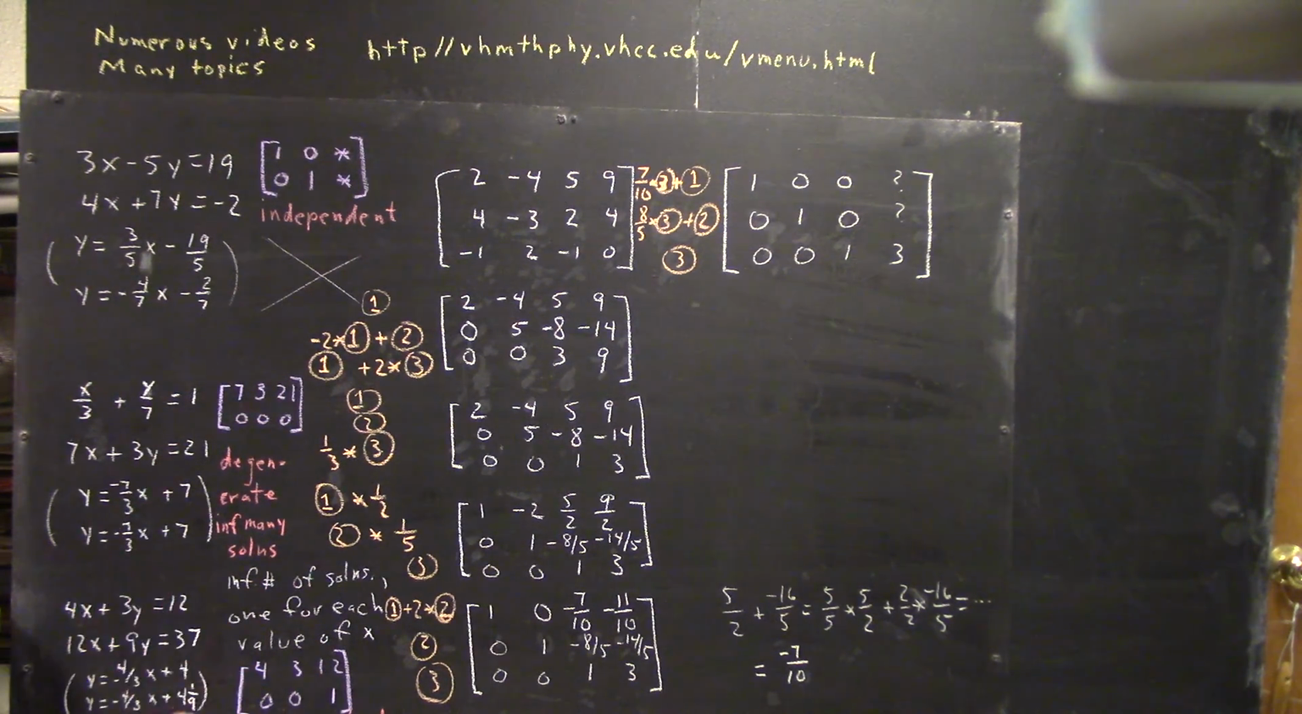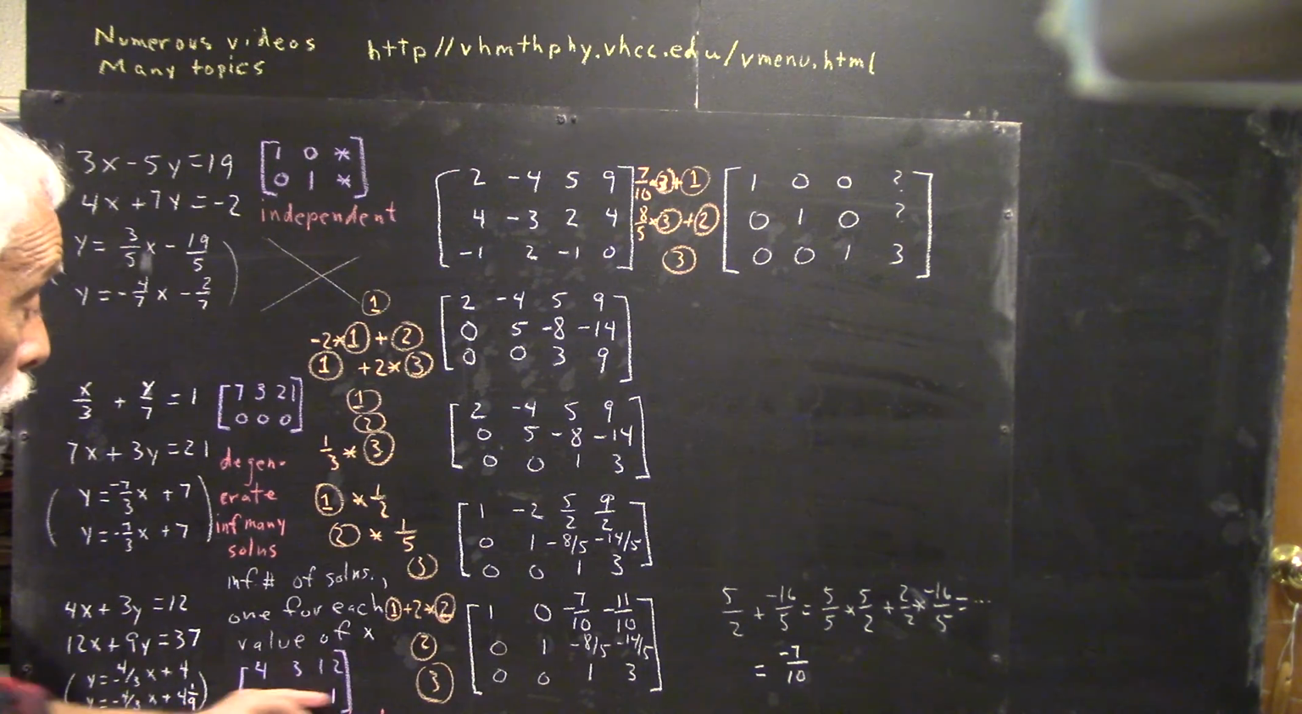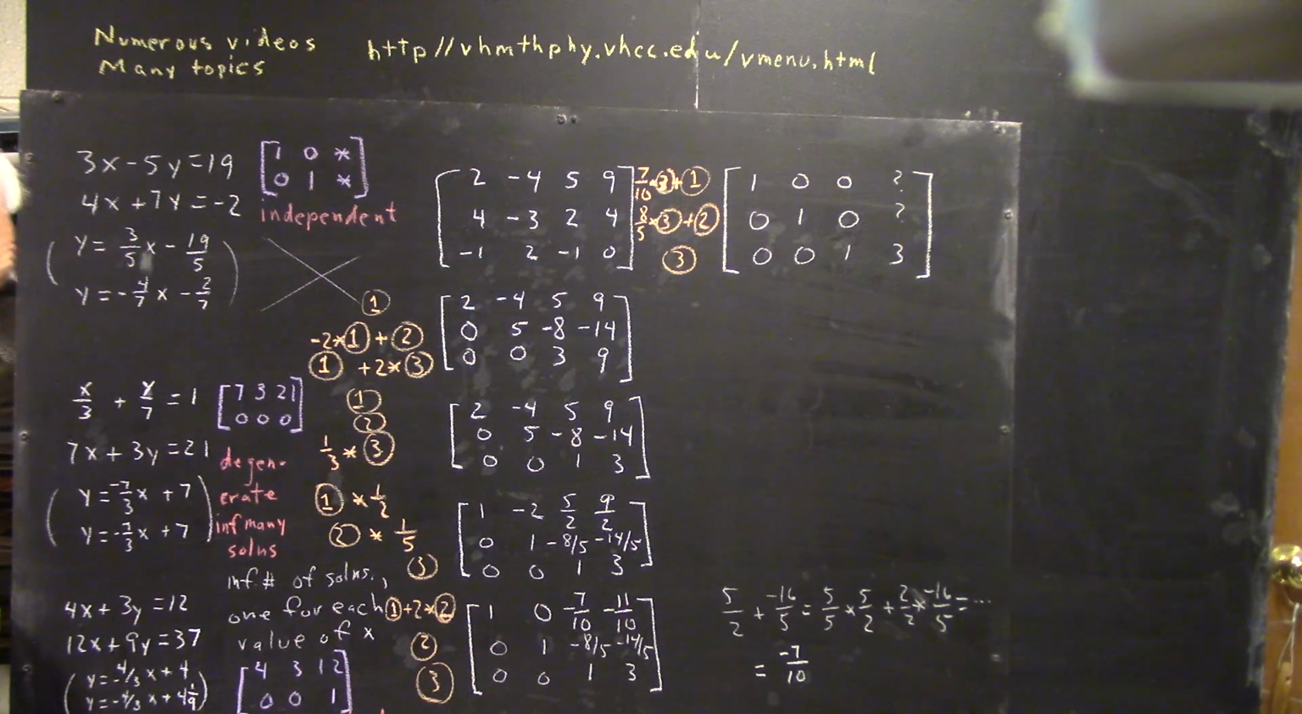So that means it's impossible to find a pair of coordinates x and y that satisfy both of these equations. The equation represented by this row has no solution at all because 0 can't equal 1. And now we say that our system is inconsistent.